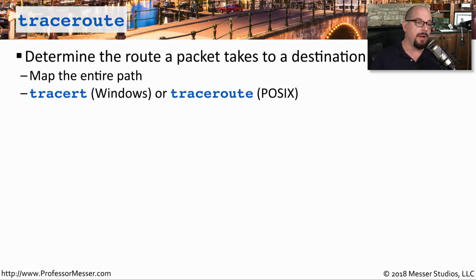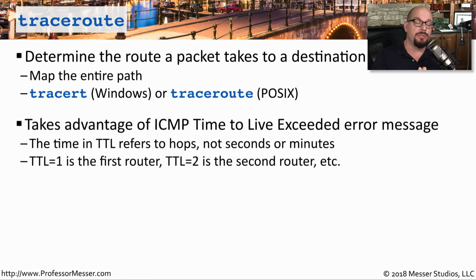By using the Traceroute command, we can map the route that's used between our device and that remote workstation. If you're using Windows, you can run the Tracert command, or if you're using Linux or Mac OS X, you can use Traceroute. Traceroute uses the ICMP time to live exceeded message to be able to calculate what hop is the first hop, the second hop, the third hop, and so on.